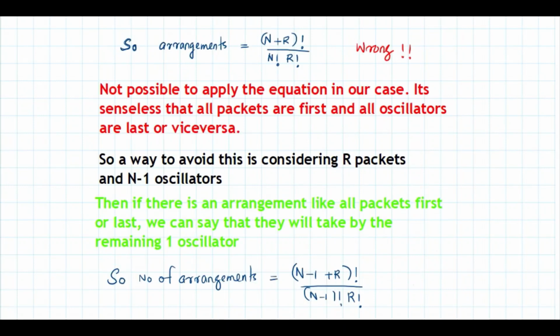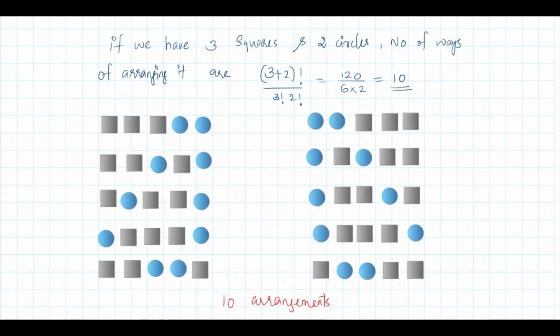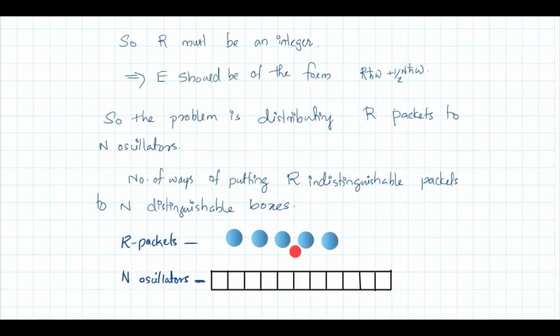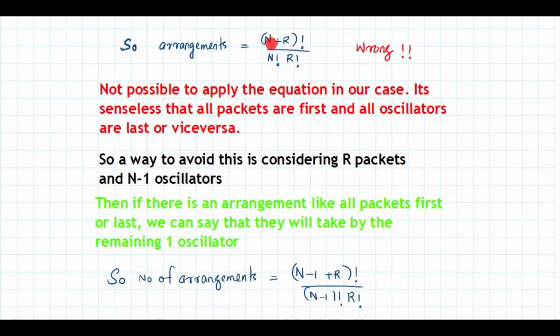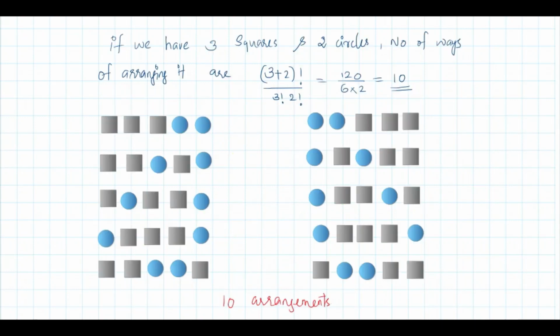But if we think in the same way, then for n oscillators and r packets, we may think that the number of arrangements is (n plus r) factorial by n factorial into r factorial. But that is wrong. Why? Because it is not possible to apply the same equation in our case. It is senseless that all packets are first and all oscillators are last, or vice versa.